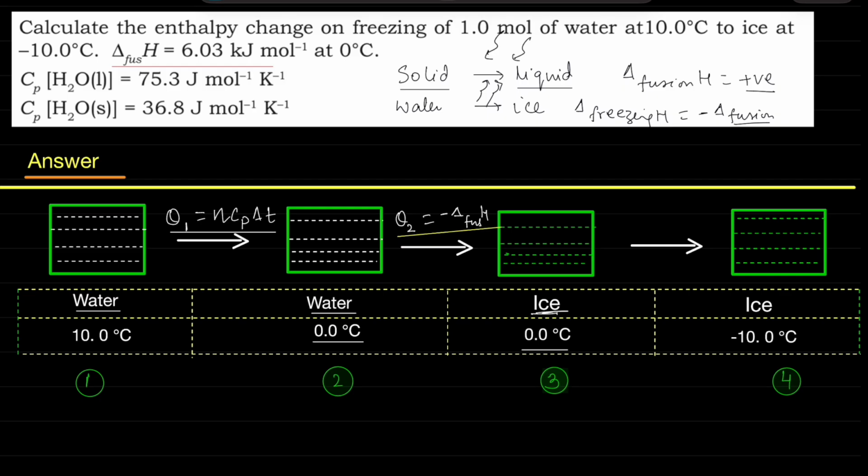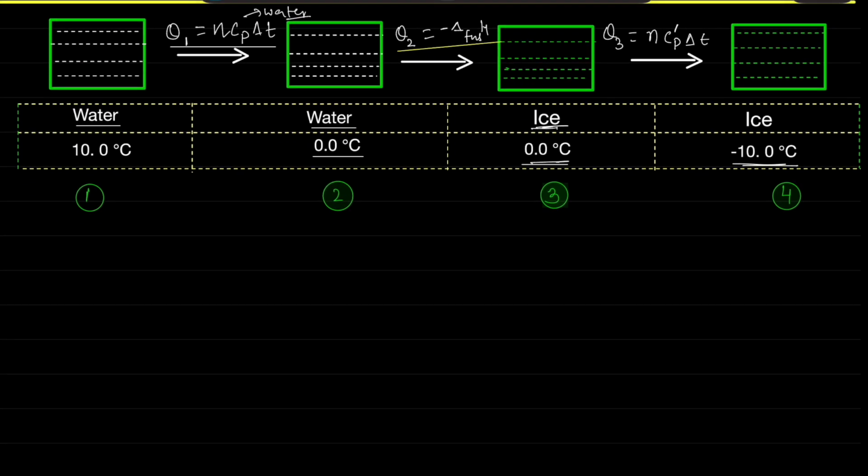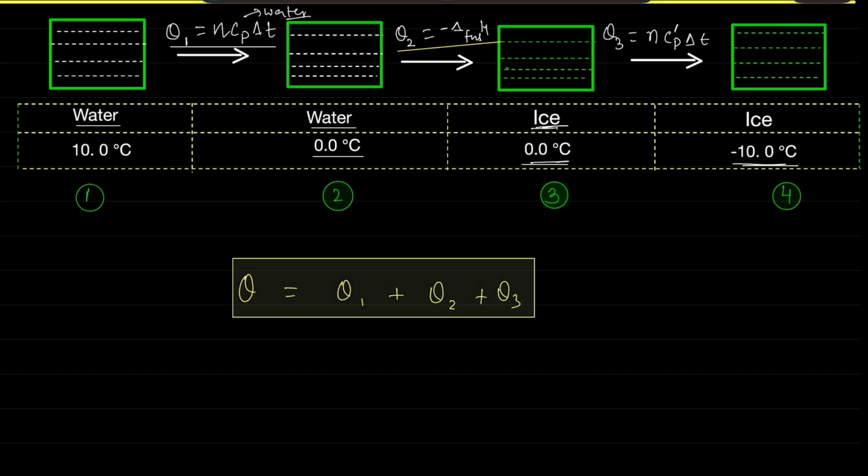Now this ice at 0 degrees Celsius will change to ice at minus 10 degrees Celsius. In this case, we can consider it is Q3, and it is equal to n Cp dash delta T. So this Cp dash we can consider for ice, and this Cp we can consider for water. So total enthalpy change is nothing but the sum of all the enthalpies. So Q is equal to Q1 plus Q2 plus Q3. Separately we can find Q1, Q2 and Q3 values and substitute them here.